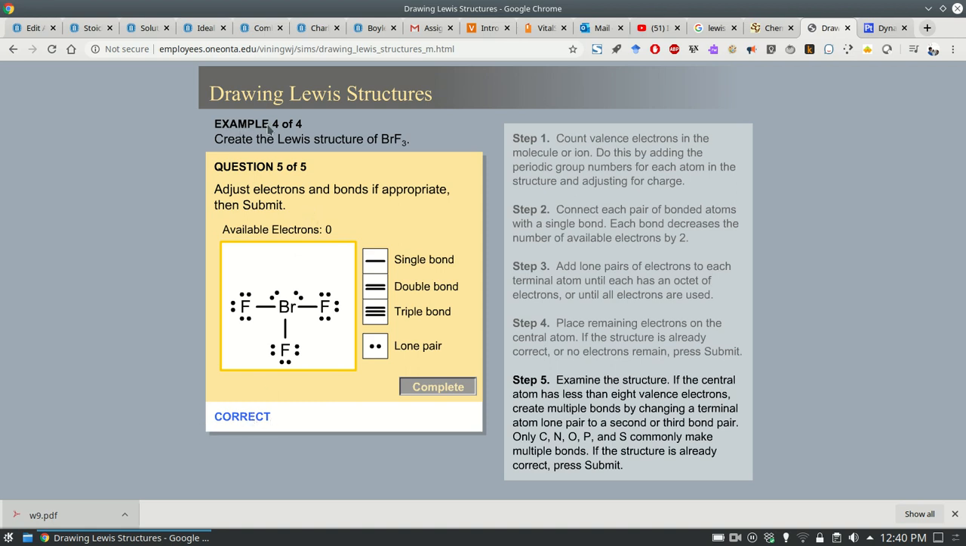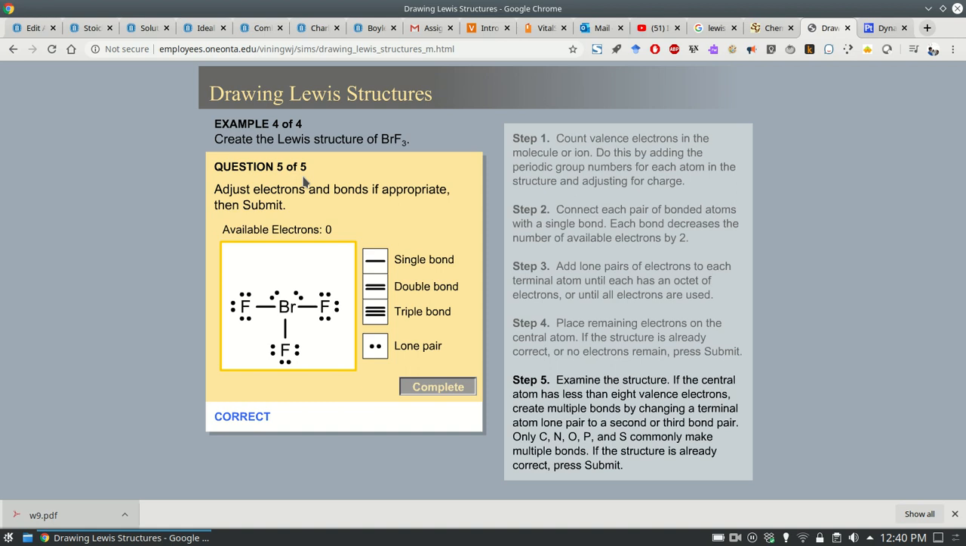For your example 2 of 4, I want to see your question 5 of 5 screenshot and it says correct down here. For your question 1 of 4, I want to see your question 5 of 5 screenshot and it says correct down here. In other words, I want to see 4 screenshots, and they all say correct down here, and they all say question 5 of 5 up here.